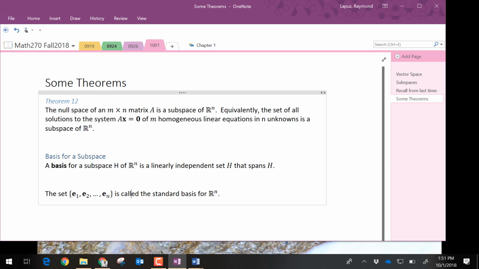In the case of Rn, we said that 0, just 0 by itself, is a subspace of Rn, right? We also said that the whole space Rn is a subspace of Rn. So a basis for all of Rn can be your standard basis vectors. So that would be an example of a basis.